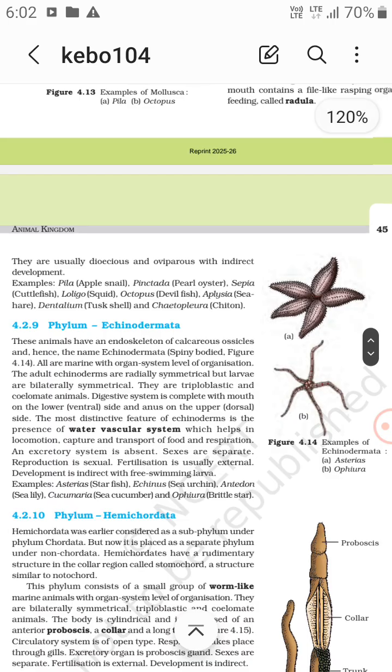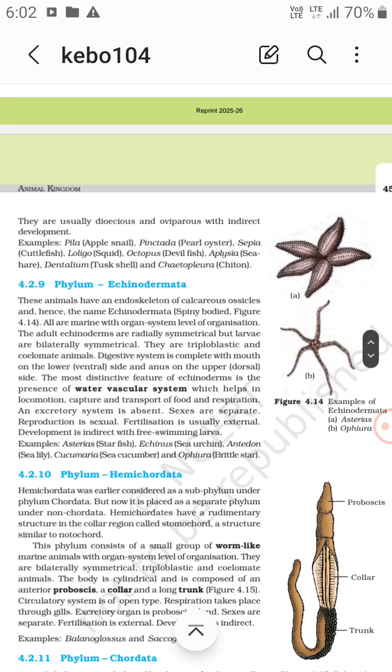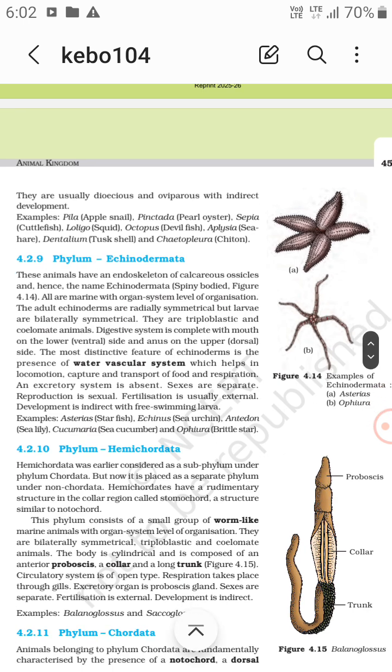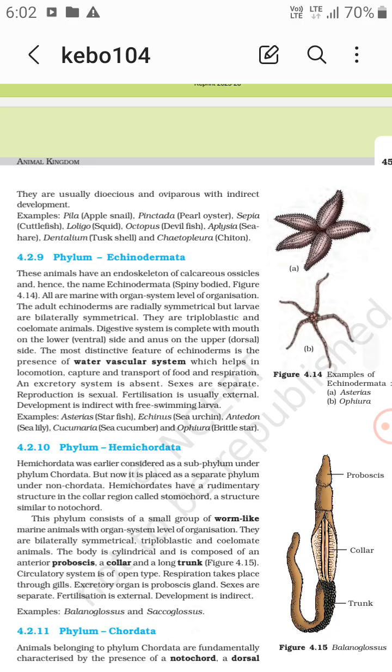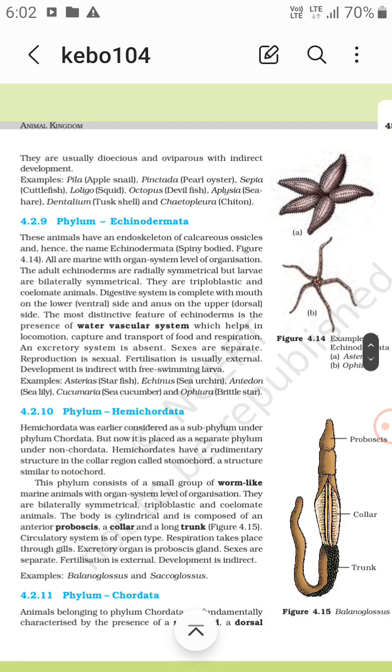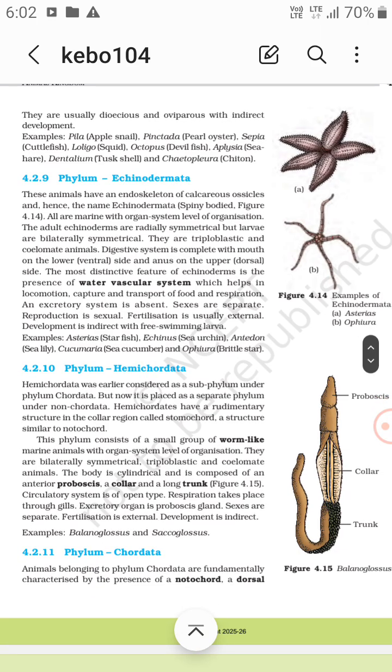Now Echinodermata, right? These animals have an endoskeleton of calcareous ossicles, and hence the name Echinodermata. All are marine. The adult echinoderms are radially symmetrical, but larvae are bilaterally symmetrical. Now the digestive system is complete with the mouth on the lower ventral side and the anus on the upper, that is dorsal side. The most distinctive feature of echinoderms is the presence of the water vascular system, which helps in locomotion, capture and transport of food and respiration. Now the excretory system is absent. Sexes are separate. Reproduction is sexual.